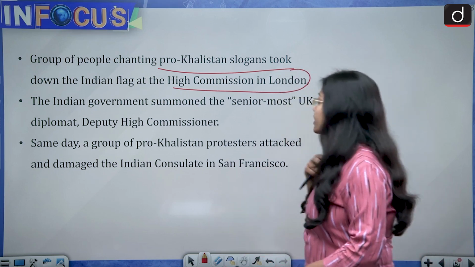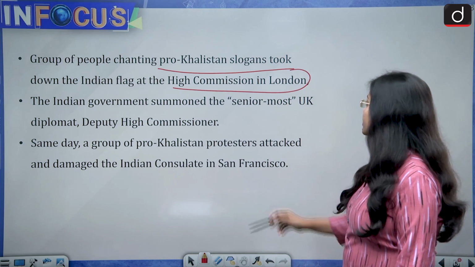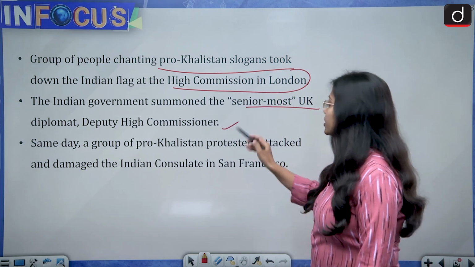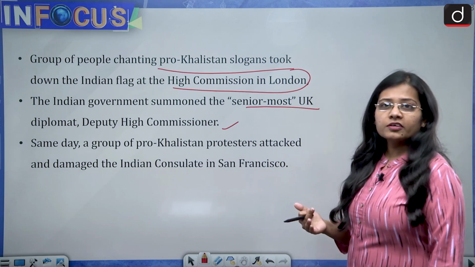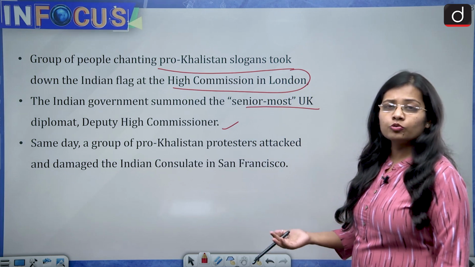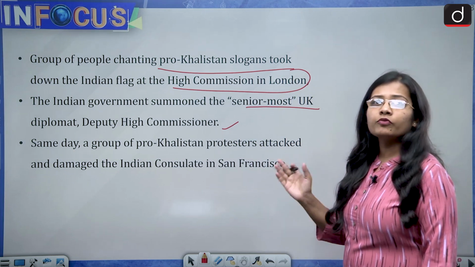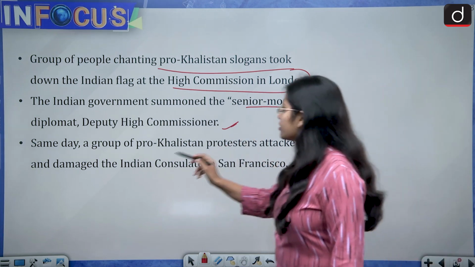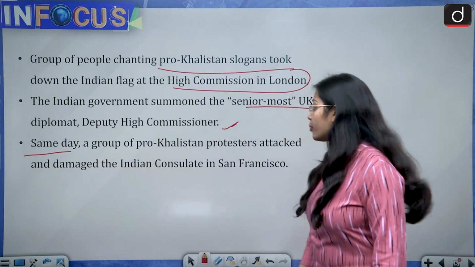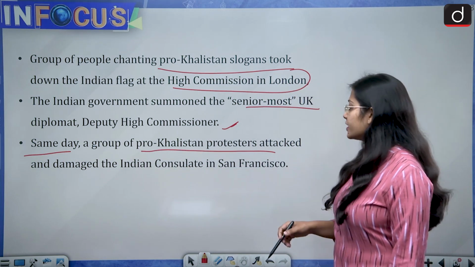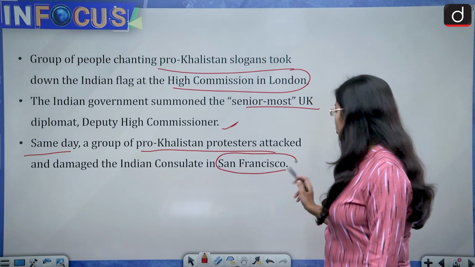Then the Indian government summoned the senior-most United Kingdom diplomat, the deputy high commissioner, asking how this incident, the Indian flag being taken down at the Indian High Commission in the UK, could take place when United Kingdom security was there. The same day, a group of pro-Khalistan protesters attacked and damaged the Indian consulate in San Francisco, US.